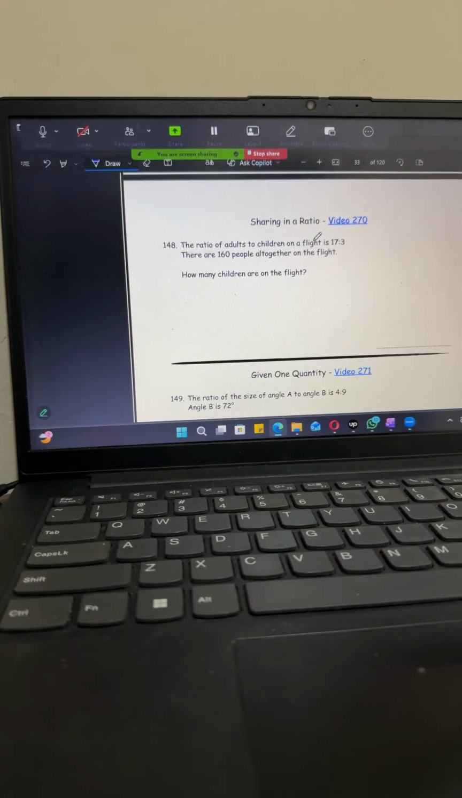Okay, can you do this one? The ratio of adults to children on the flight is 17 to 3. There are 160 people altogether on the flight. How many children are on the flight? Can you find it out? We know that adults to children is 17 to 3, and there are 160 people altogether. So we do 17 plus 3, which is 20. And we have to figure out if 160 is a multiple of 20. Well done. Sorry, repeat that.